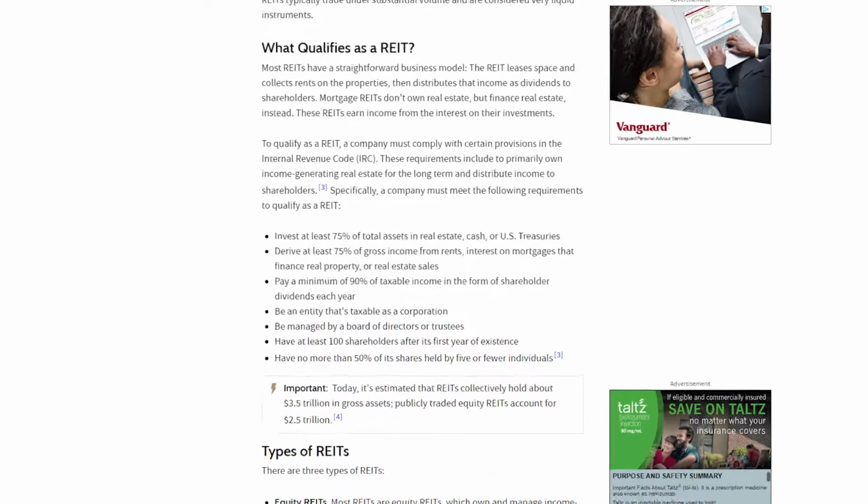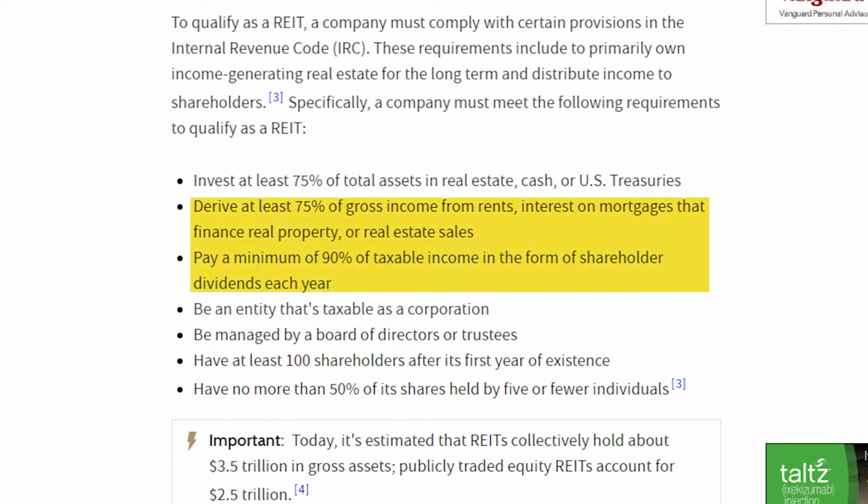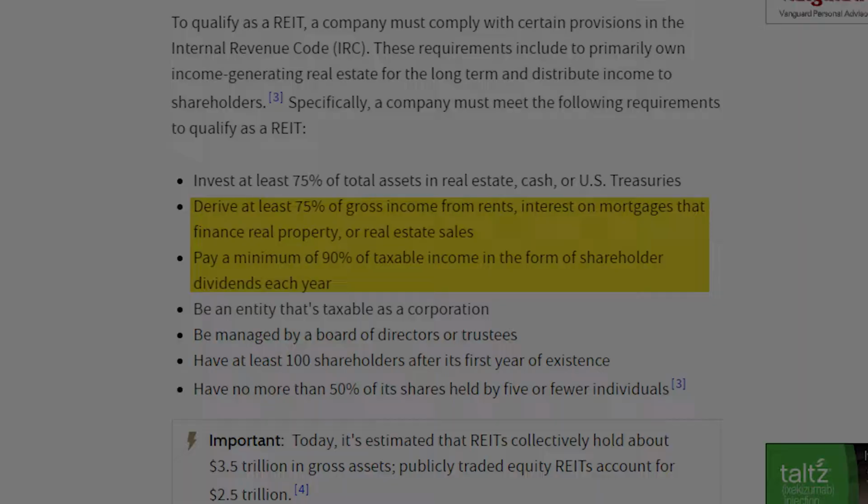Now, one of the big things about REITs is that you can publicly trade them. This is very important when comparing it to real estate crowdfunding. One of the hallmarks of REITs is that, number one, you can publicly trade them on a publicly traded marketplace, so there's a high degree of liquidity.